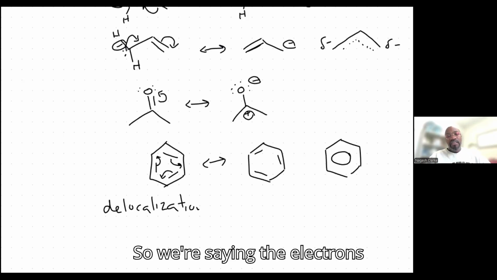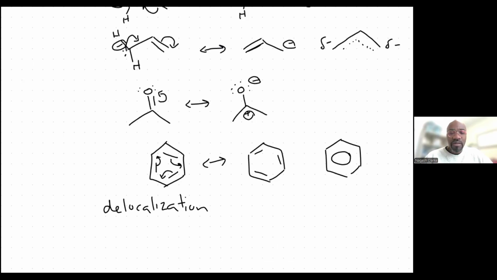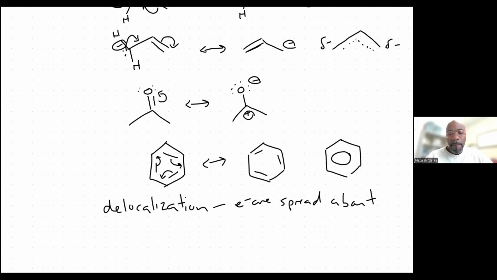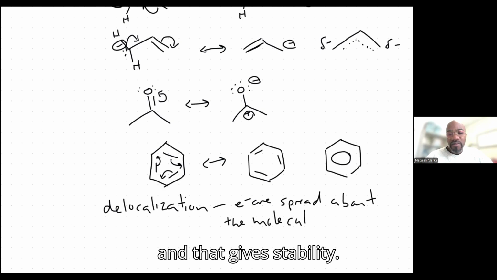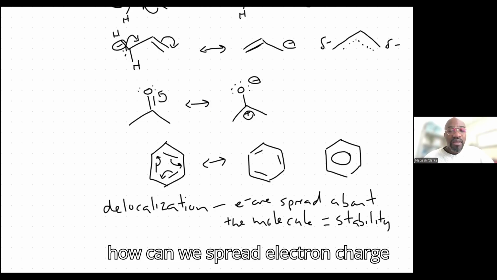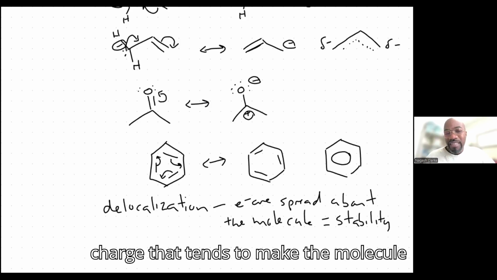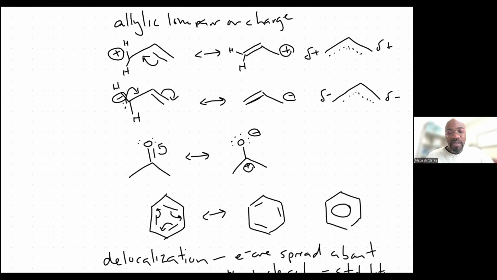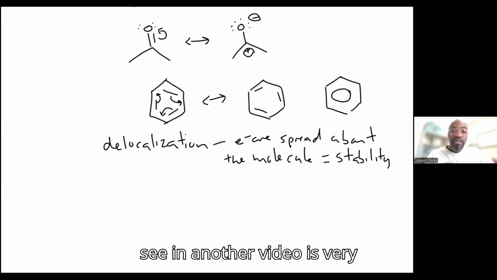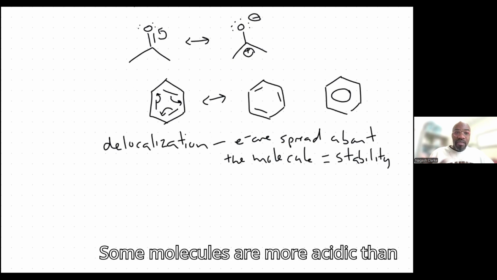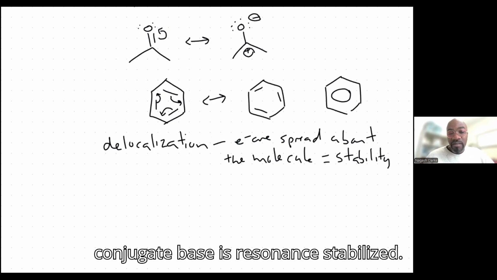So we're saying the electrons are delocalized. Electrons are spread about the molecule, and that gives stability. That's a big deal with resonance: how can we spread electron charge around? A pile of electron charge tends to make the molecule less stable. So here are some examples of resonance. And resonance, we're going to see in another video, is very powerful in organic chemistry, especially when we're looking at acids and bases. Some molecules are more acidic than others, and the reason is that their conjugate base is resonance stabilized.